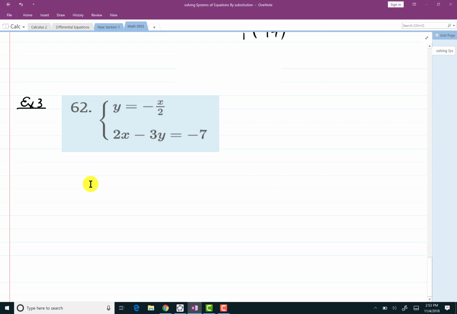All right, in this example, we see that y is solved in terms of x. If I were to replace y with negative x over 2, I will have a fraction to deal with. But I will go ahead and do it since the y is already solved for. So what I'm going to do is take this equation, the first equation, and I'm going to substitute it into the second equation. So we're going to substitute y equals negative x over 2 into the second equation.